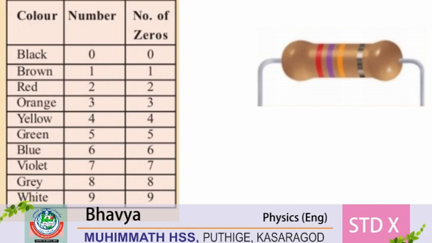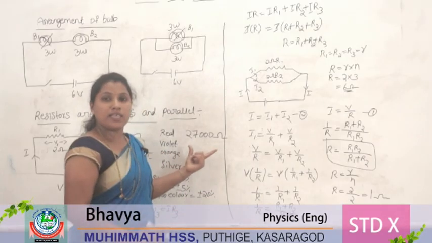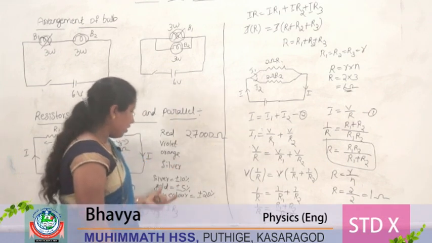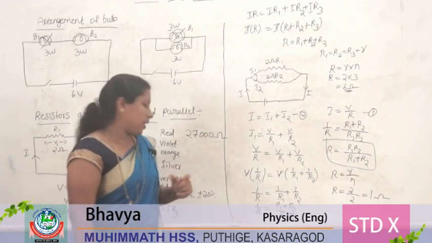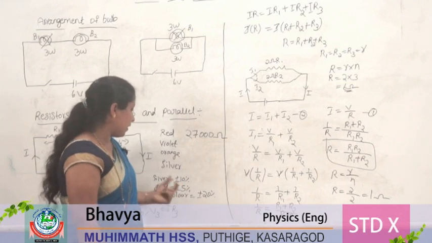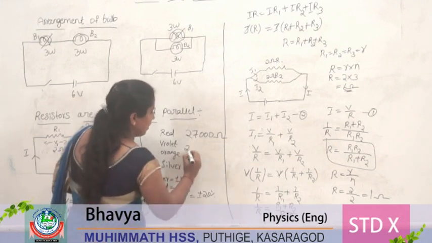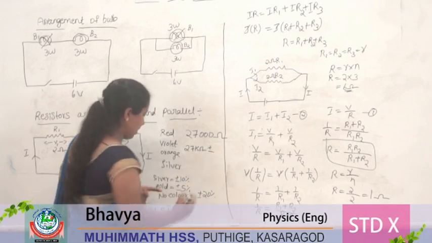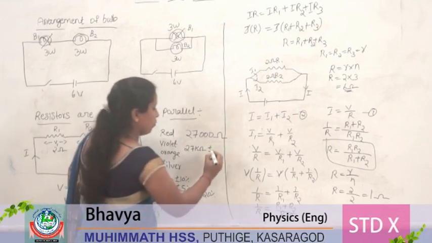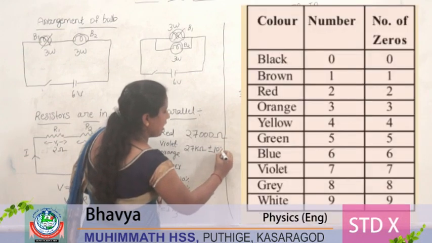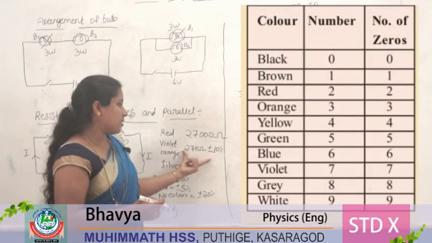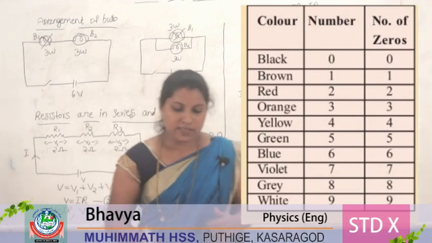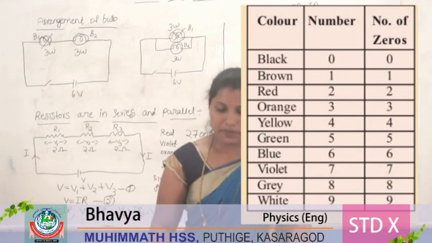So this is the resistance of that resistor. Then which color is given? Silver color. Silver color means we can write the resistance 27 kilo ohm plus or minus, silver color I told 10% deviation, plus or minus 10%. This is the value of that resistance. Understood? Next I am giving some problems.